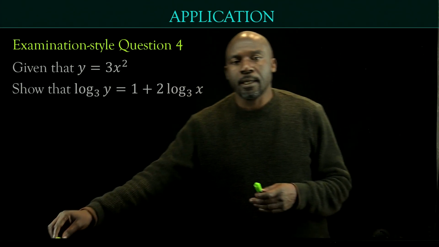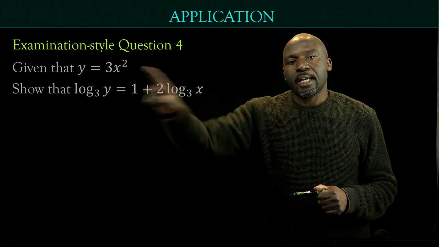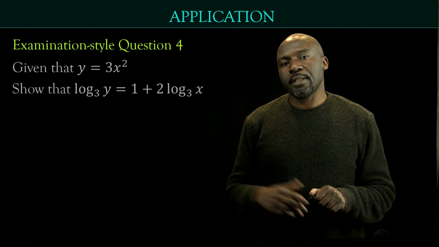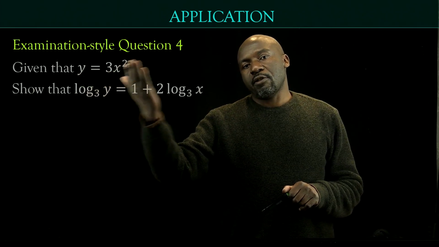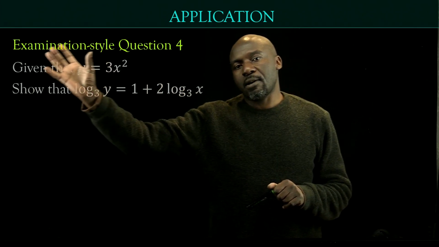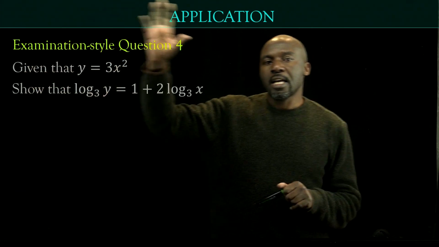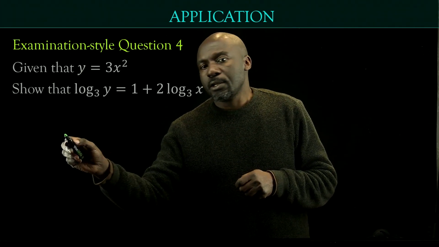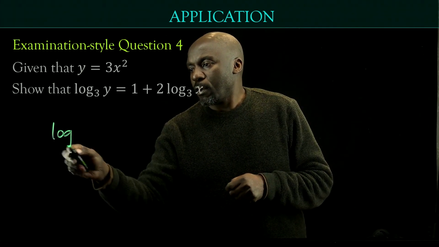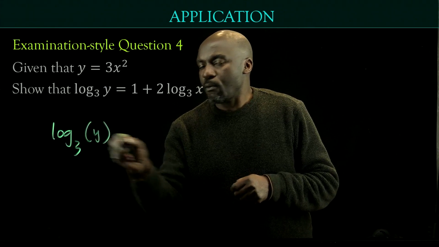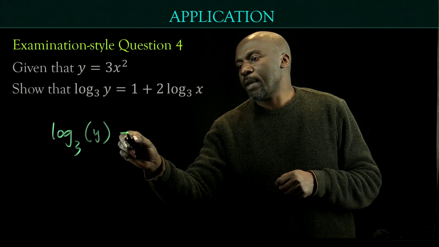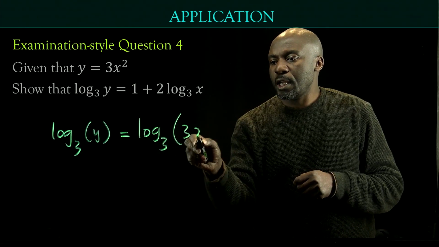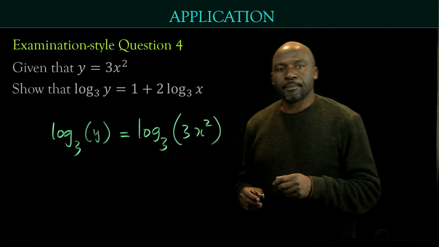So we are saying y is 3x power 2. So obviously the best way to go about this is to take log to base 3 of both sides. Okay, if I take the log to base 3 of the left hand side, I have to do the same on the right. So I'm going to take the log of both sides. So I'll have log to base 3 of y, that's the left hand side, must be equal to log to base 3 of 3x squared, like that.